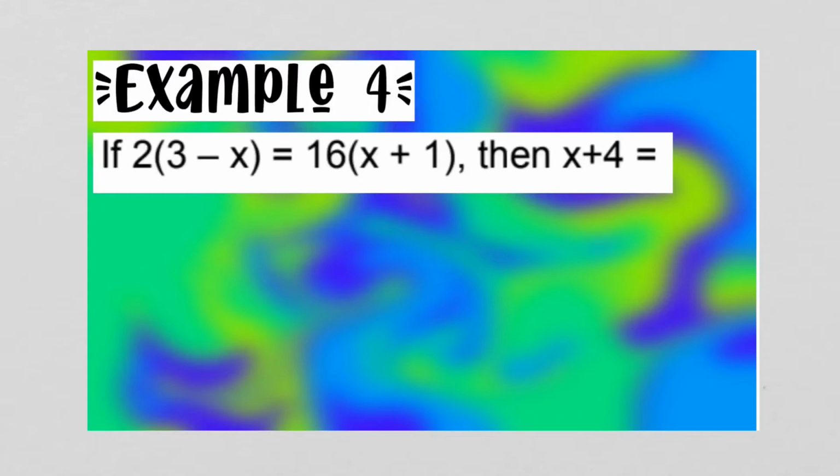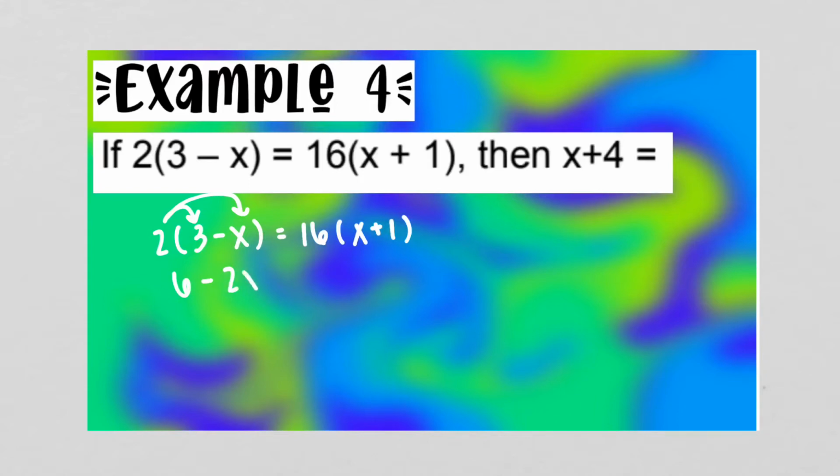So I'm going to rewrite it like I have been: 2 times (3 minus x) is equal to 16 times (x plus 1). Remember, your main goal in these is to find x first. In order to do that, we have to do something called distributing, which I'm sure you're all super familiar with. So first I'm going to do 2 times 3, which gives me 6, minus 2 times x is 2x. And that's equal to, we're going to do the same thing on the right side.